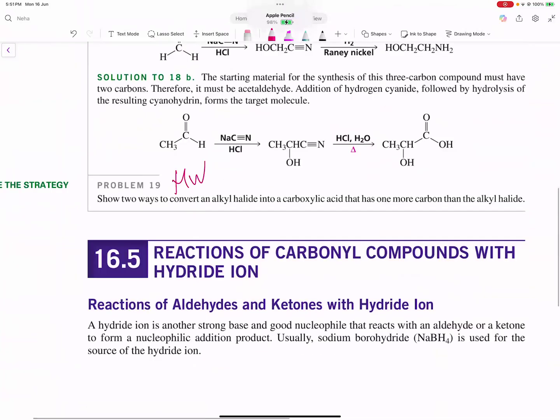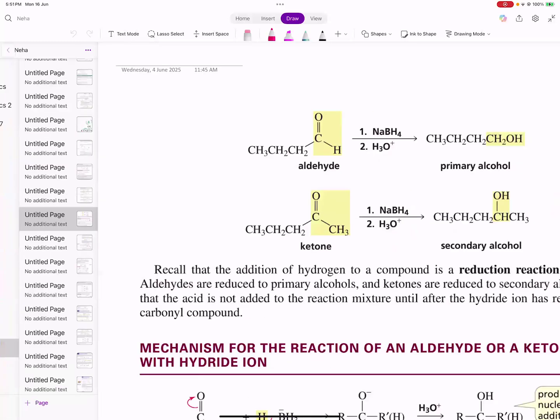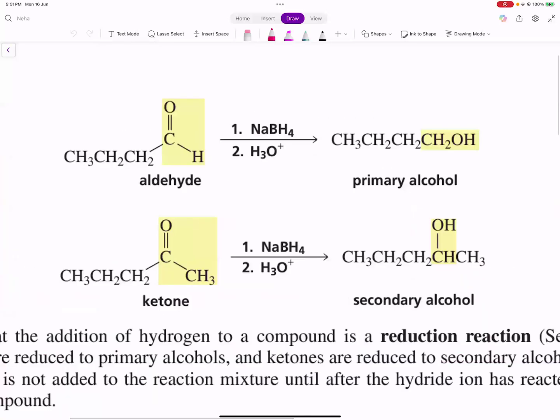Reaction of carbonyl compound with the hydride: we are not interested in anything else, we just know that they will undergo nucleophilic addition reaction. Now what is the nucleophile here? The nucleophile is H negative. Sodium borohydride is a source of H negative. So H negative will come, the carbonyl will open up and it will become OH. Same thing is here.